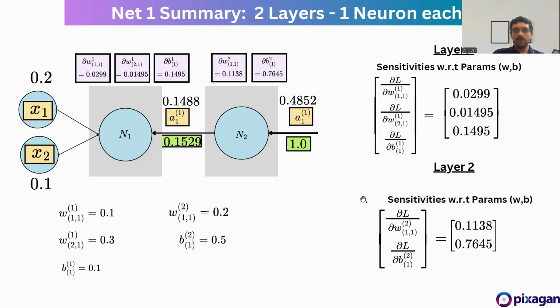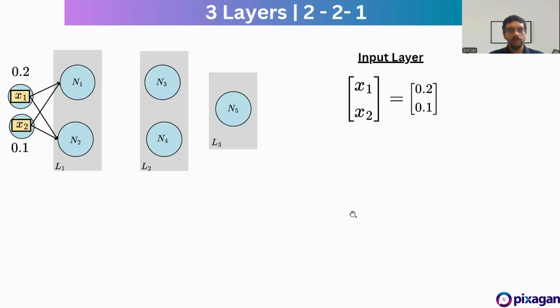So this kind of seems quite familiar, right? Okay. So now what we're going to do is do something more interesting. We're going to take a more complicated network. This network now has the input layer.